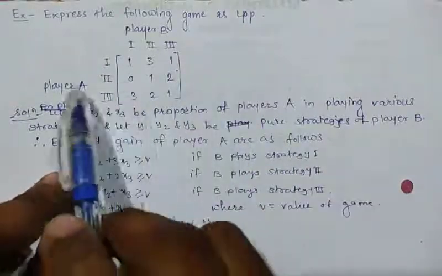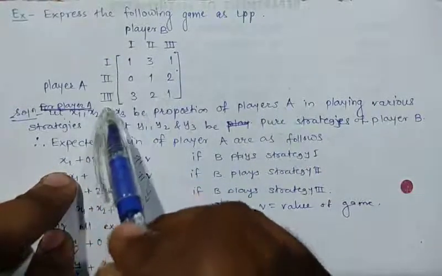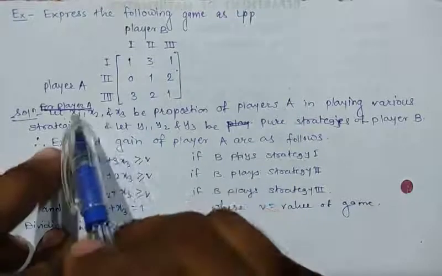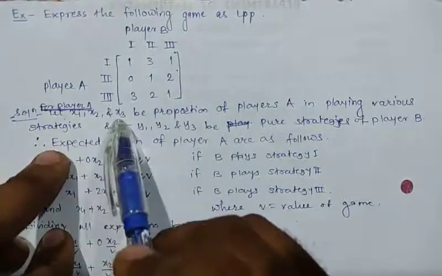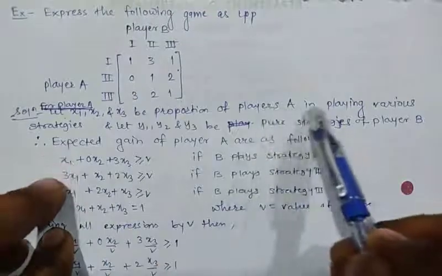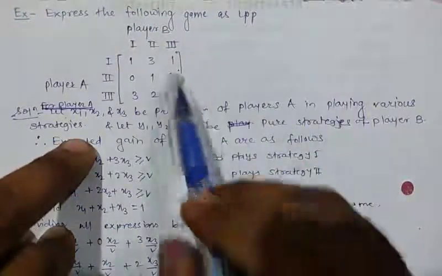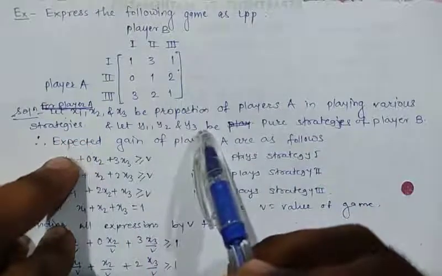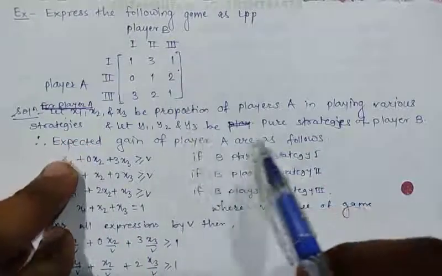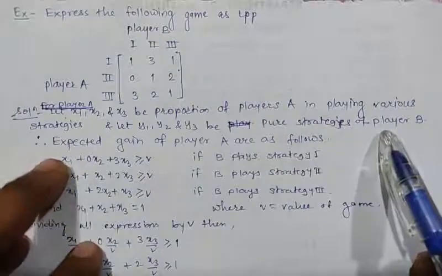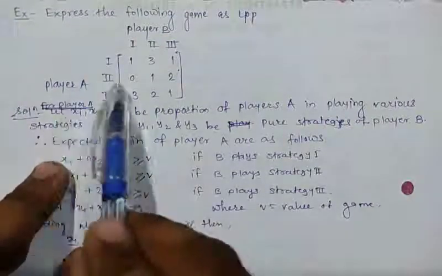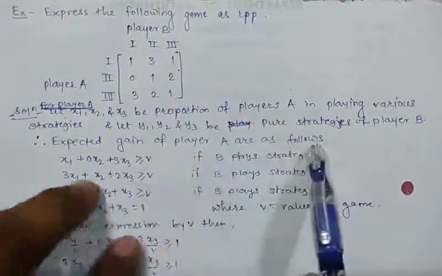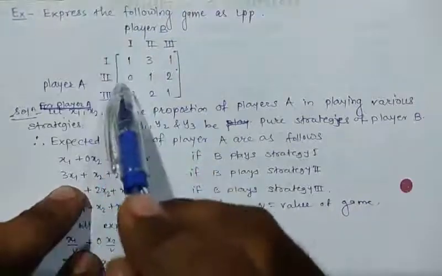Now we have a total of 3 strategies for player A. So we consider x1, x2 and x3 to be the proportions of player A in playing various strategies. And for player B, again there are 3 strategies. We consider y1, y2, y3 to be the pure strategies of player B. Now, the expected gain of player A is shown as follows.